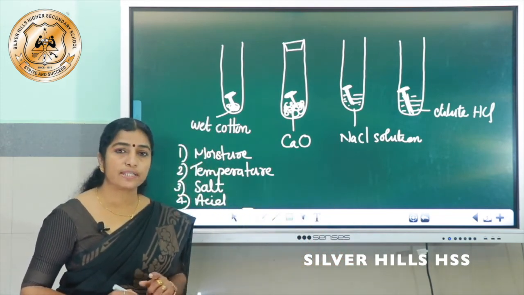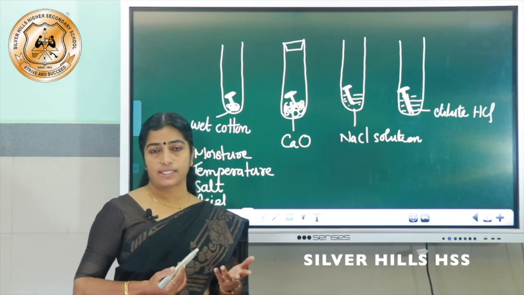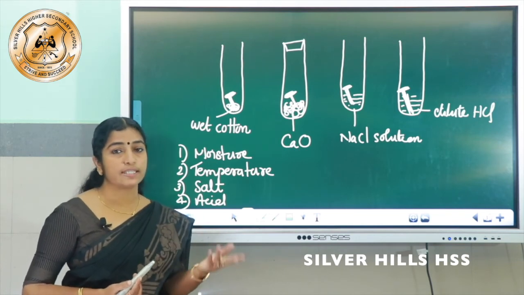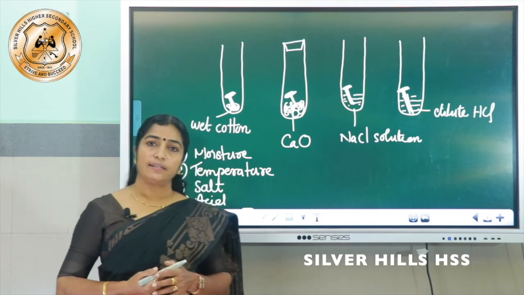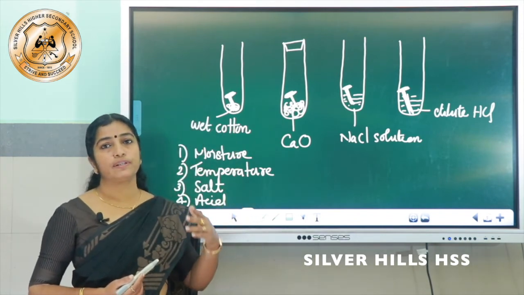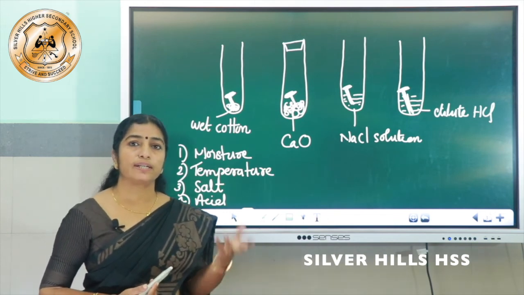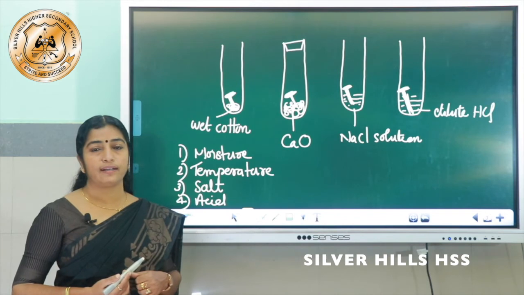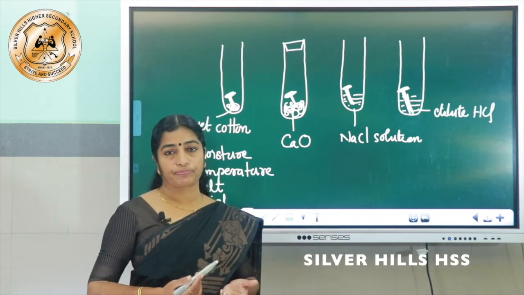Do you notice that in coastal areas, the window bars of houses rust very soon, rusting is very fast? What is the reason? In coastal areas, the atmosphere consists of salty moisture. If the moisture is salty, rusting is so fast. That is the reason in coastal areas the iron window bars rust very easily.